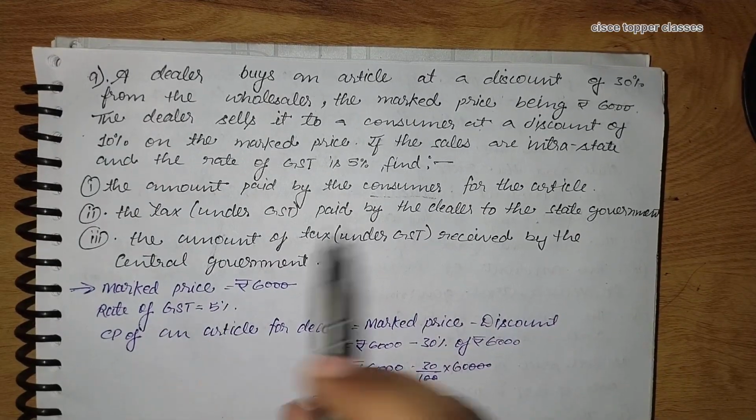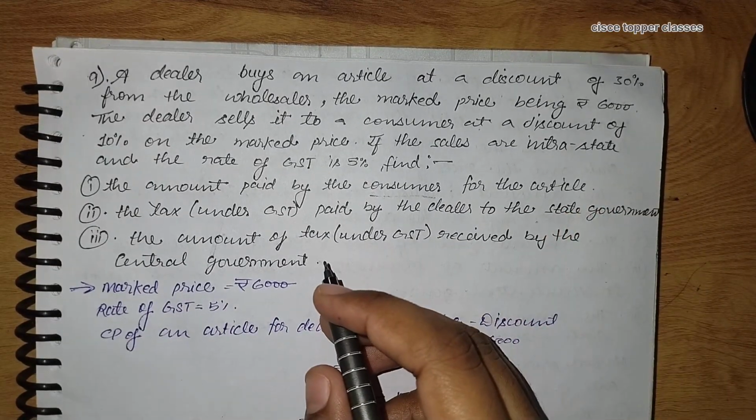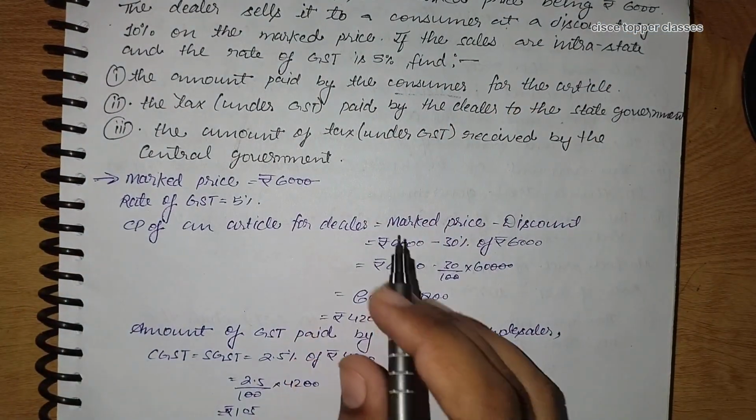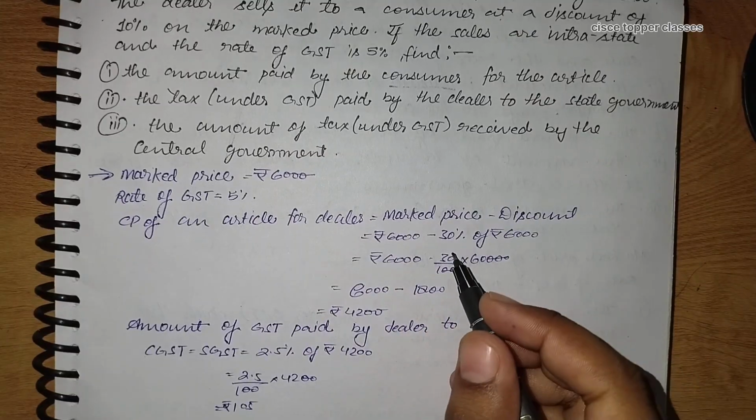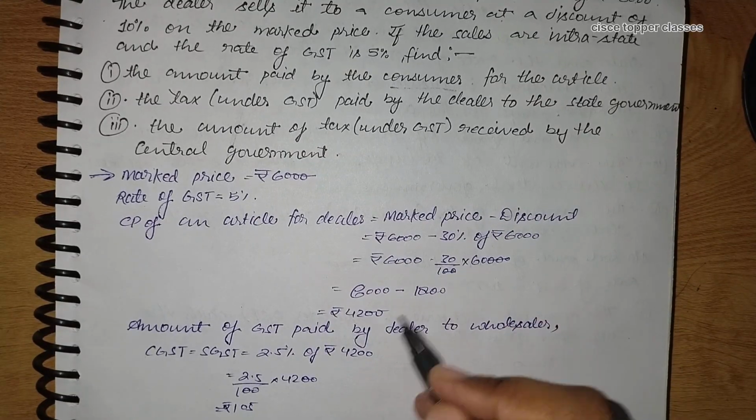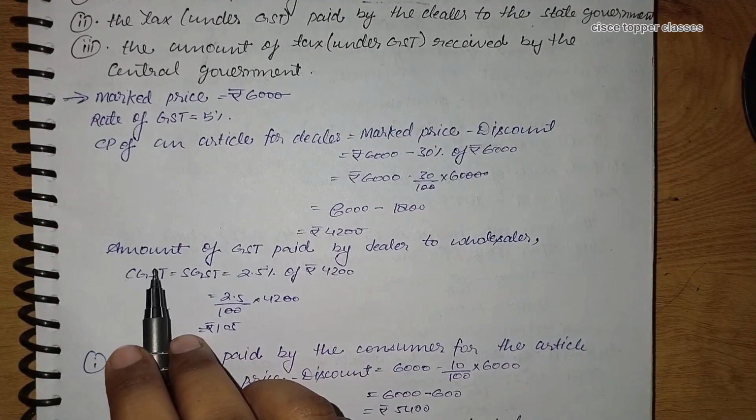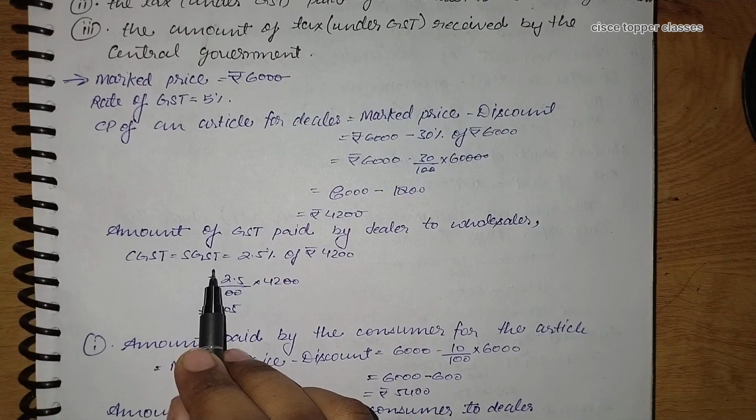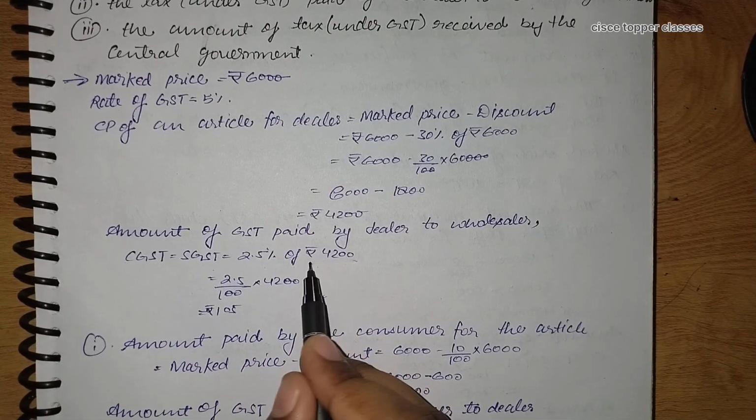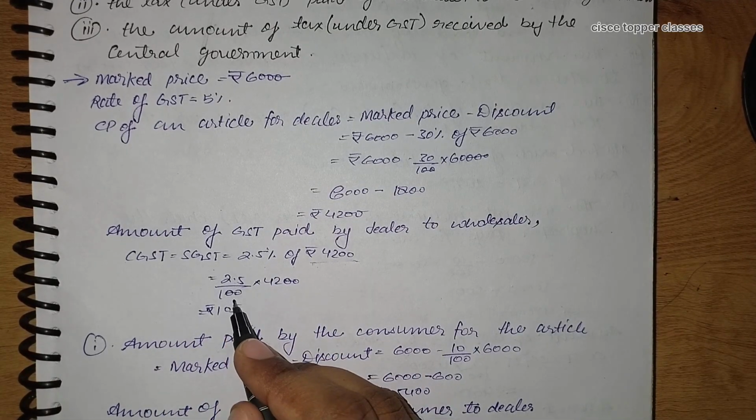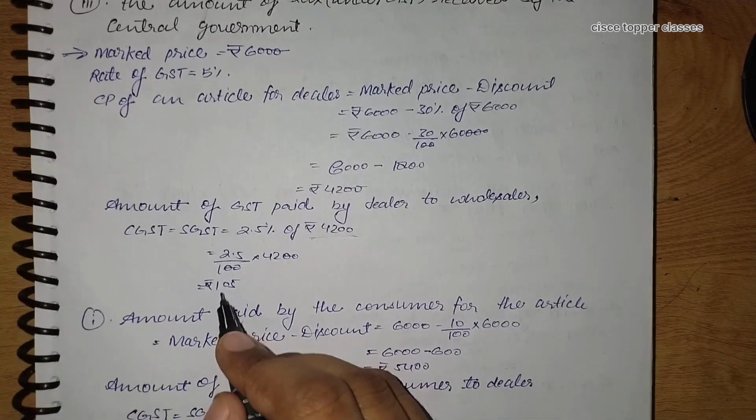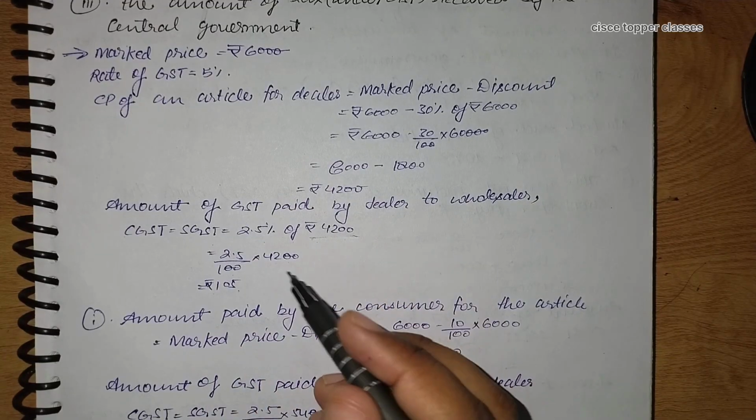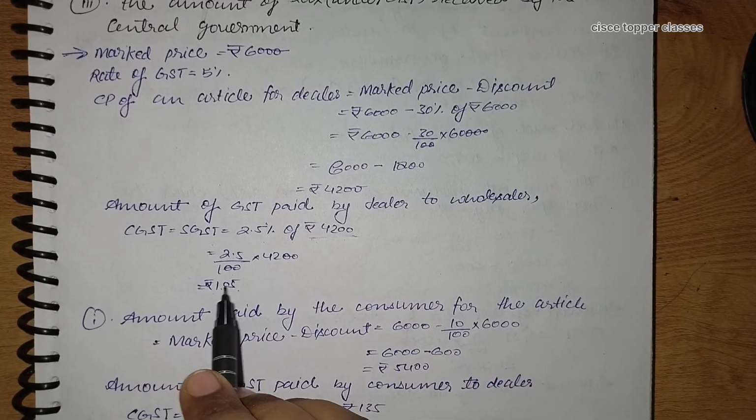We can see that the mark price is given as rupees 6,000. So by applying the rate of GST and the discount, we can find the cost price of the article for the dealer. It will be mark price minus discount. Discount is 30% on the mark price, so on solving this will be 4200. If we write the amount of GST paid by dealer to wholesaler, this will be CGST equal to SGST, means 2.5% of 4200. So this will be 2.5 divided by 100 into 4200. So it will be 105 here, means the amount of GST paid by dealer to wholesaler. This will be CGST and SGST will be 105.